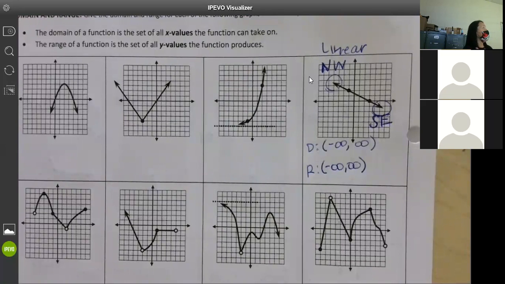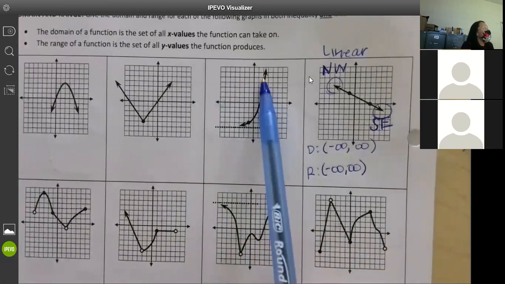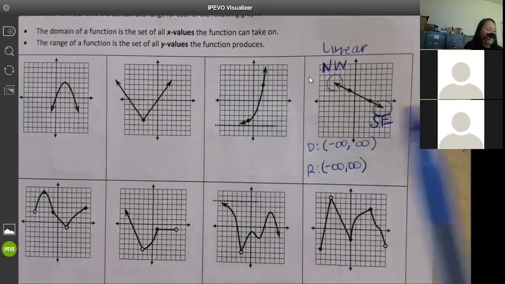Which way? You don't have to do east. What's this hand? To the right. You don't always have to do that. It's just to give you a visual. Okay, so this one is to the right and up. So don't forget that.